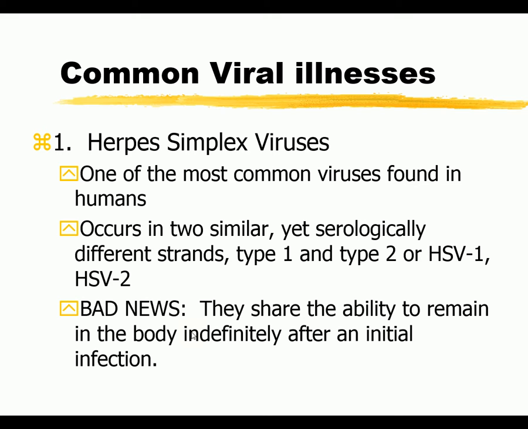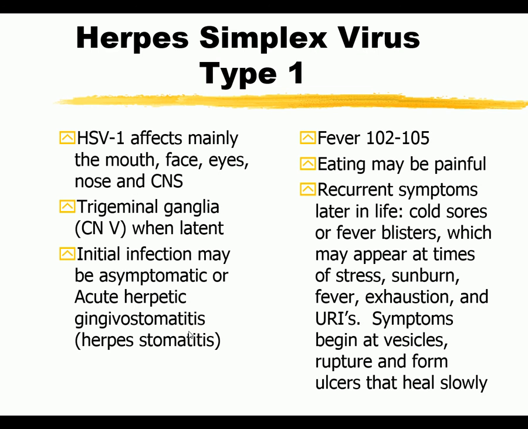They will remain latent in neurons of your local sensory ganglia, which are groups of nerve cells located in your peripheral nervous system. And unfortunately, then, recurrent symptoms can occur episodically. All right, so let's look at herpes simplex 1, okay? Now, occasionally, herpes simplex type 1 can cause herpes simplex type 2. I'll let you figure that one out.